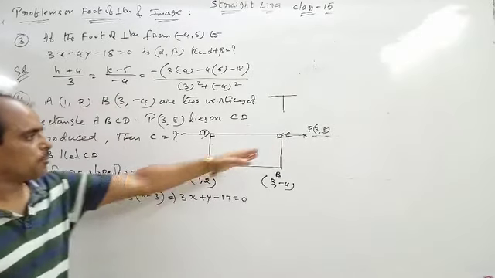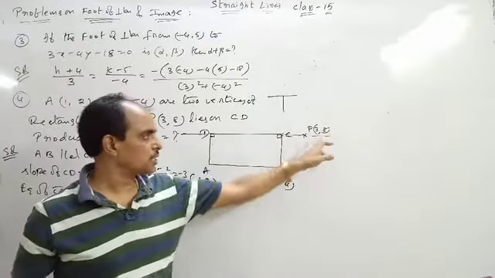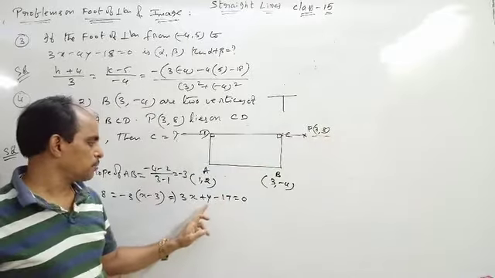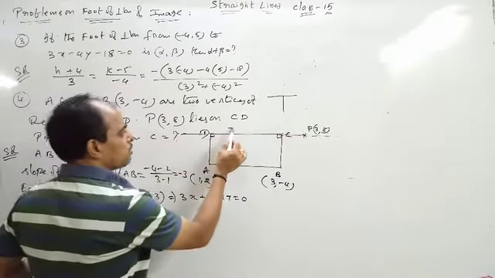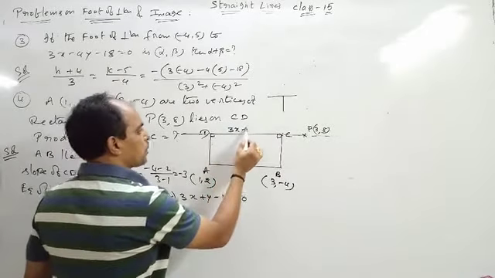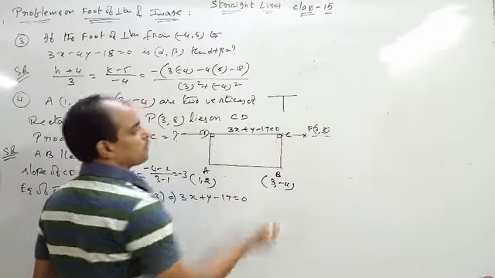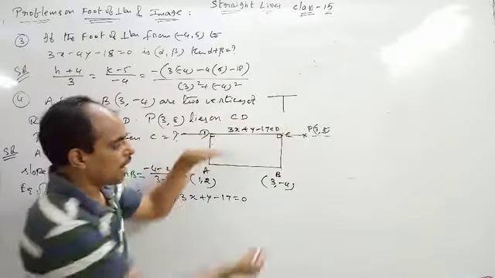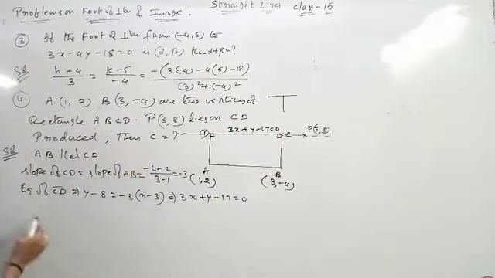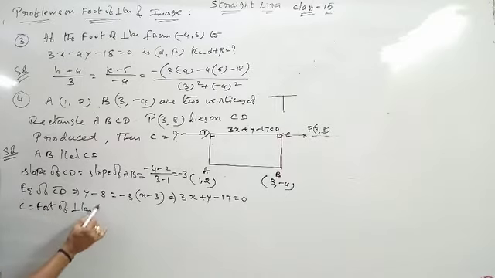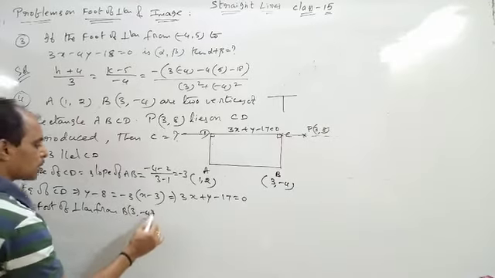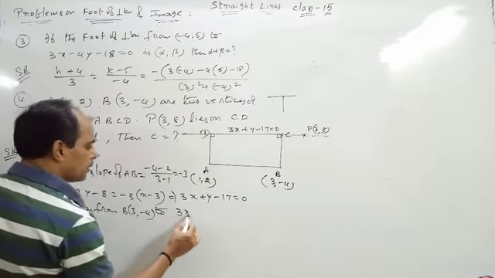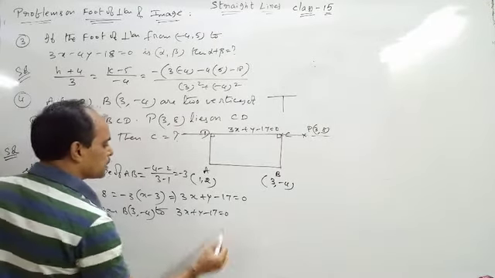Okay? We verify whether our point is correct or the line is correct or wrong. Just to verify this point: 9 plus 8, 17 minus 17. Okay. So this is the equation: 3x plus y minus 17 is equal to 0. So we have this line and here a point. So C is nothing but the foot of perpendicular from B (3, minus 4) to the line 3x plus y minus 17 is equal to 0.